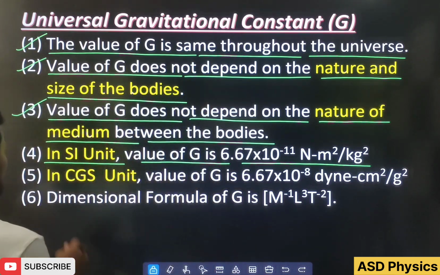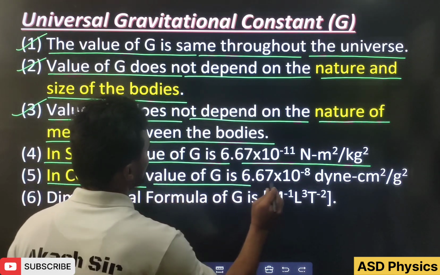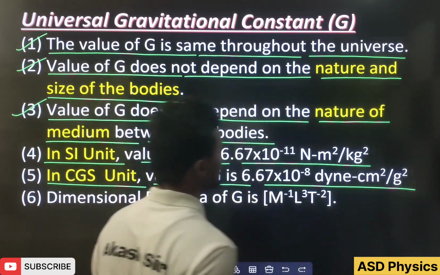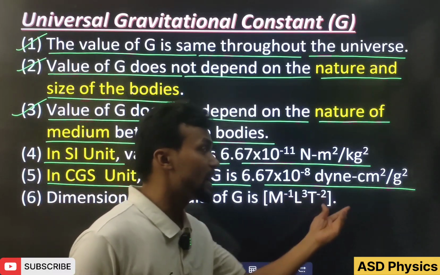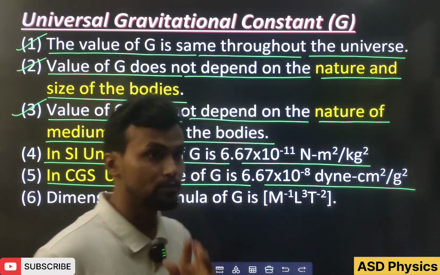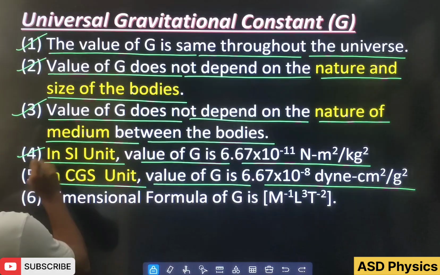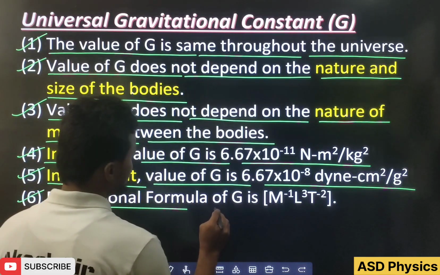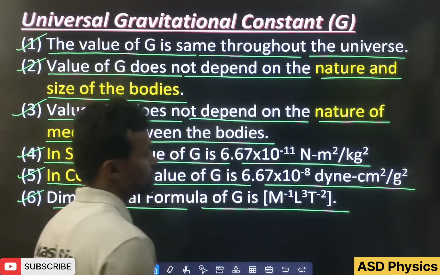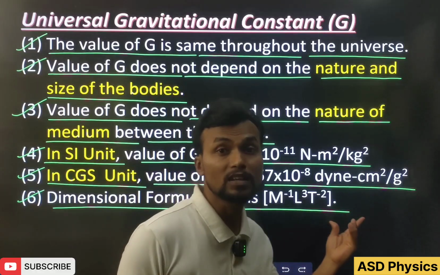Remember this. And in a CGS unit, the value of G is 6.67 × 10^-8 centimeter square per gram square. Okay, great. Now this one we have covered. 6.1c, the dimensional formula of capital G: M^-1 L^3 T^-2.